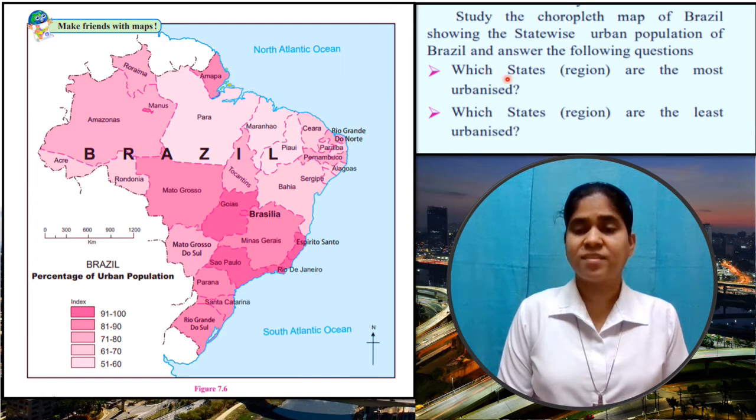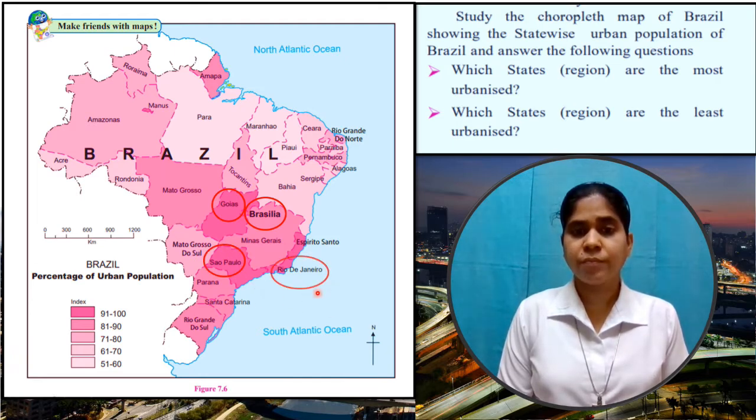Question 1. Which states or regions are the most urbanized? We can see over here the dark shade and over here. We can say Brasilia, the capital city of Brazil, Goiás, São Paulo, Rio de Janeiro, Espírito Santo, Manaus are the most urbanized states in Brazil.